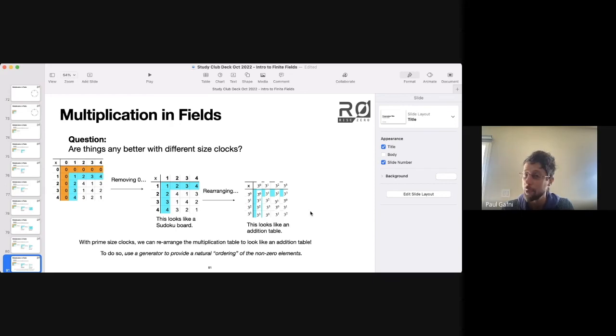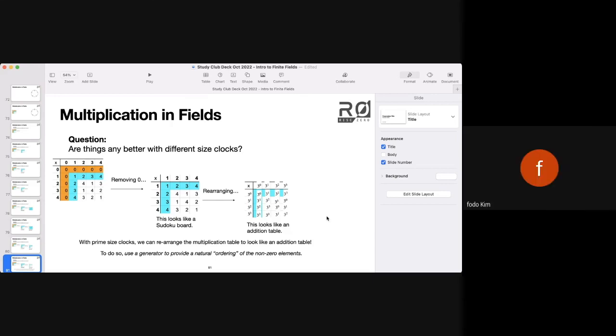I'm asking you to take a little bit on faith that if we took, say, a clock with 7 numbers instead of 5, that we would still be able to find some generator. And if we rearranged our multiplication table in terms of that generator, things would look essentially just the same as they do here. Does the generator have to be a prime number?